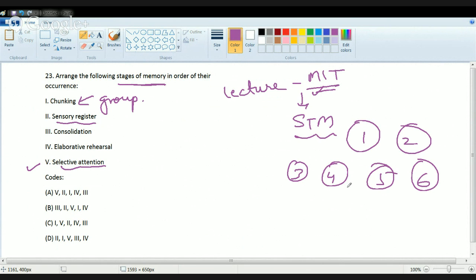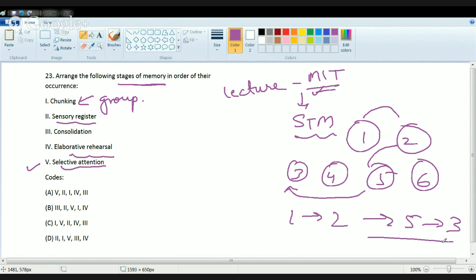Then once I have clubbed all the information and all the examples together, I'll try to do an elaborative rehearsal. That means I'll try to understand the meaning. First relates to second, second relates to fifth, and fifth relates to third. So I'm trying to give a focus on meaning. This concept relates to this, and this goes with this. So that is what elaborative rehearsal is. And finally is consolidation.